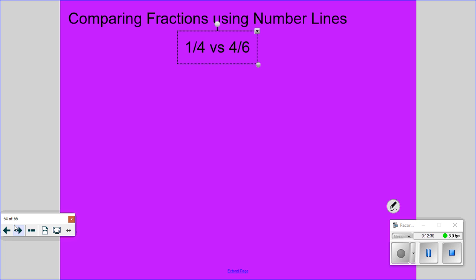All right, let's try another one. This time, 1/4 versus 4/6. Anyone have a guess which one might be bigger?